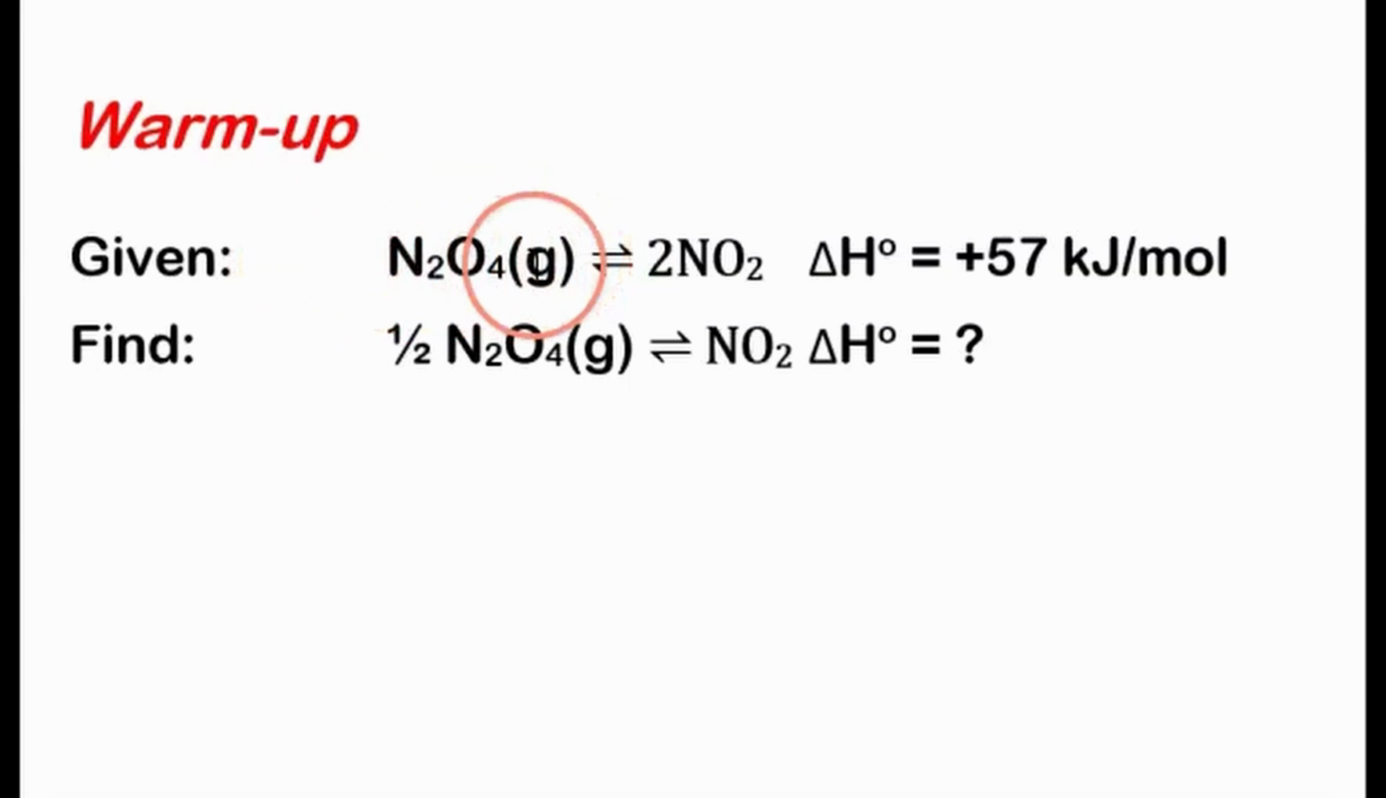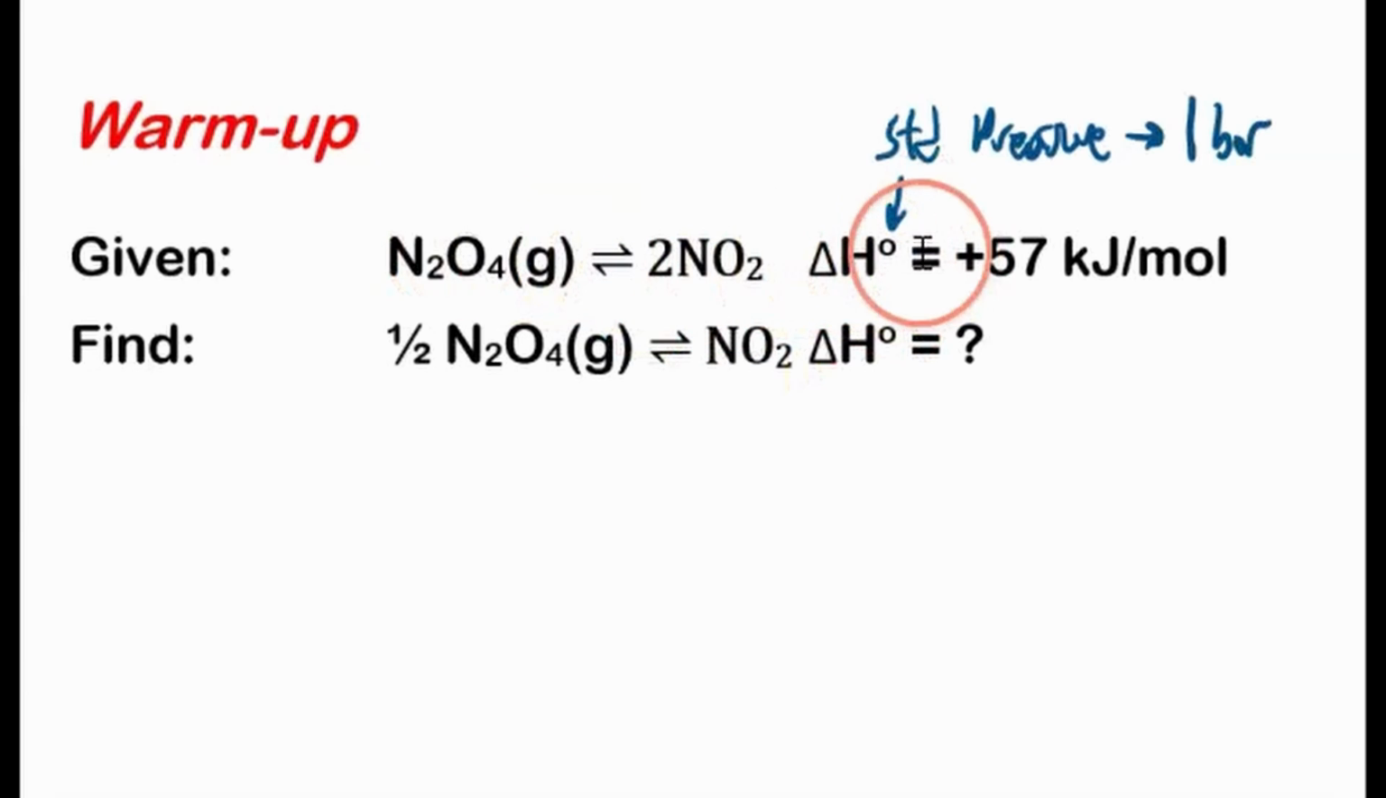So we have this chemical equation here, and this is the first one. It's an equilibrium reaction, and we're given the enthalpy change. Now this superscript here means it's at standard pressure, and standard pressure is 1 bar, so this reaction is occurring under 1 bar, and the enthalpy change is 57 kilojoules per mole. So if this occurred under constant pressure, then this would be the energy transferred as heat.